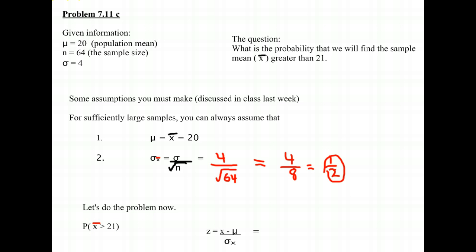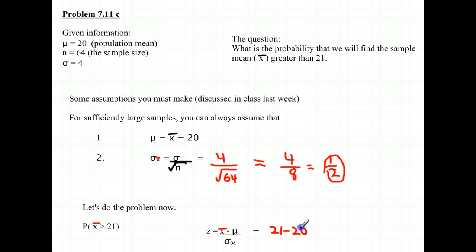I'm going to grab my pen and let's copy some more numbers down. So to find the z-score, to find the probability that x bar is greater than 21, we need to get a z-score. So this is x bar. What is the sample mean? Sorry, the sample mean is going to be greater than 21. So we're going to take this value of 21, and from it, I'm going to subtract the population mean. The population mean is 20.